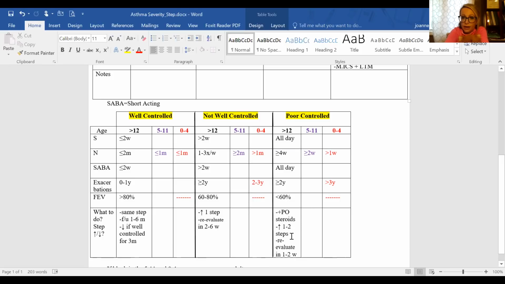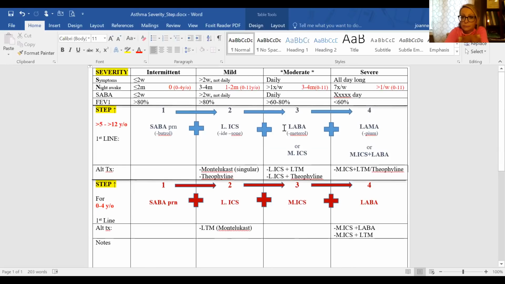And you want to step these patients up one or two steps. So you might add on a couple of things. Okay. Does that make sense? But it's always going to go this way. So you just have to memorize this. Okay. It's all about memorizing. If you memorize, you can apply.